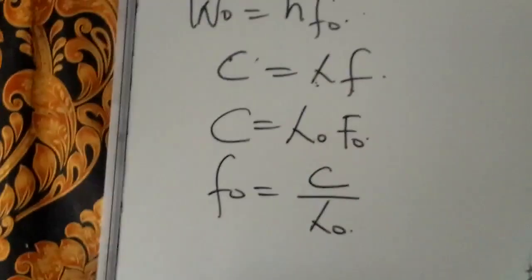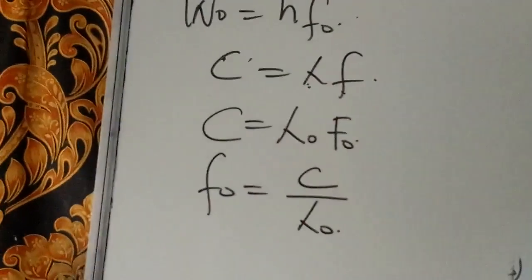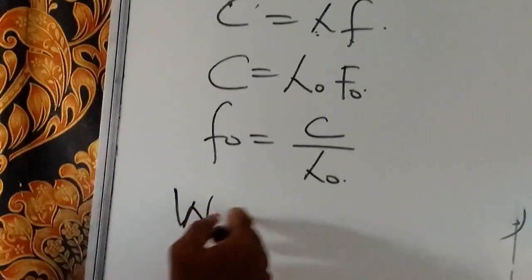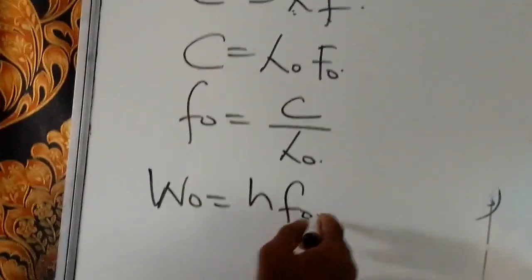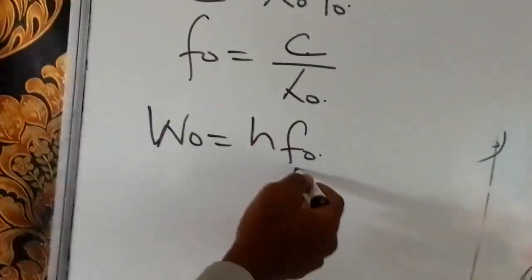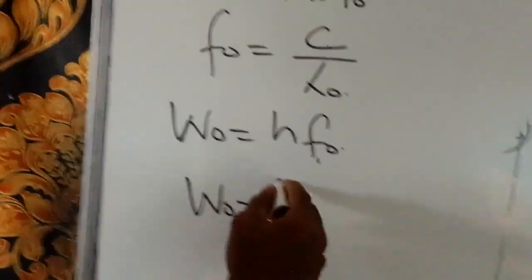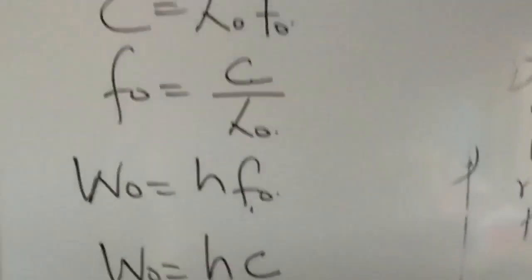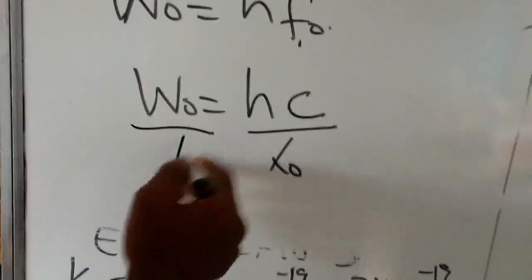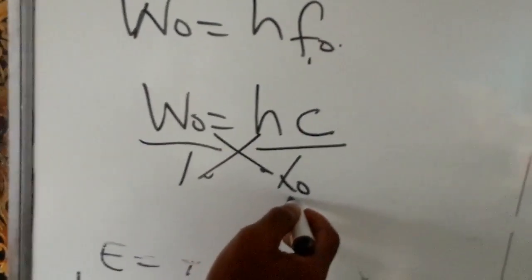Now go to the formula: work function is Planck constant times threshold frequency. Substitute this in, and the work function becomes Planck constant times c over threshold wavelength. We are looking for the threshold wavelength, so making it the subject, we have threshold wavelength equal to hc over the work function. Go back, cross multiply, and make threshold wavelength the subject. Now make our substitution.